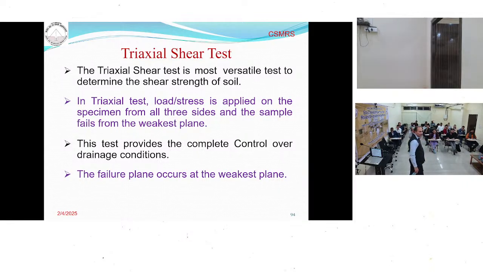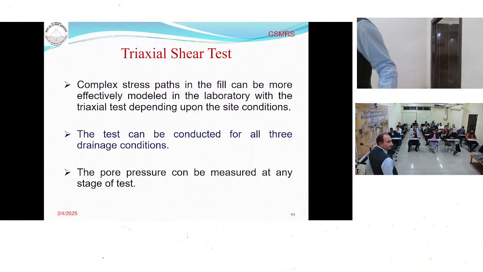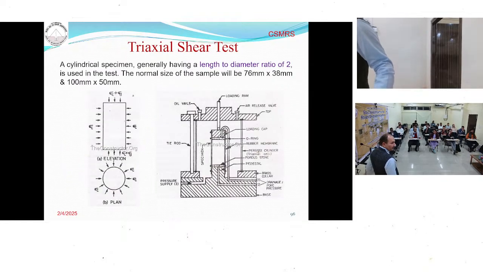Second, this test provides complete control over the drainage condition. The failure plane occurs at the weakest place. And why do we call it the triaxial test? Because in this we apply the stress from all three directions, X, Y, Z. That's why we call it the triaxial test. This test is done with the measurement of the pore pressure. So this is the typical picture of the triaxial cell. So basically this is your triaxial cell.